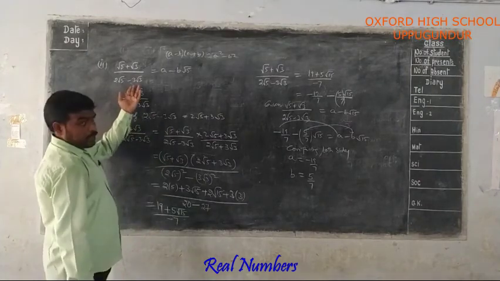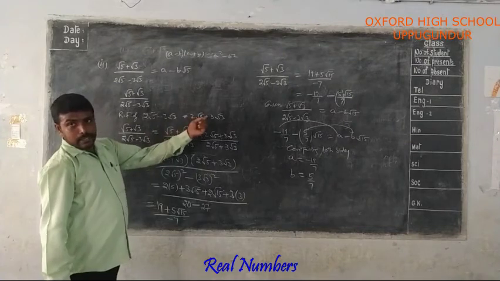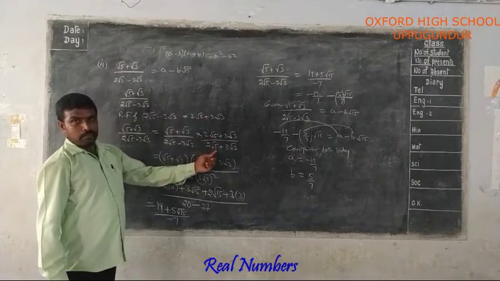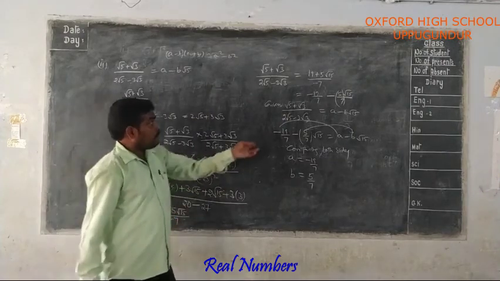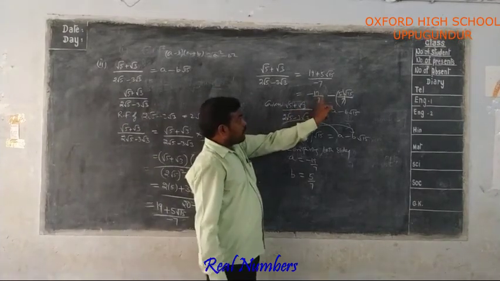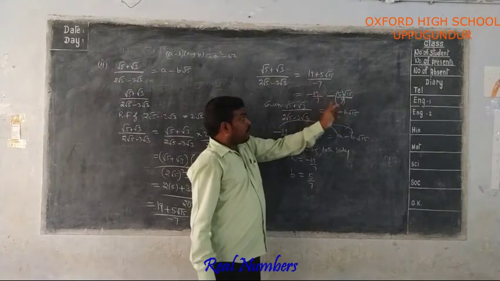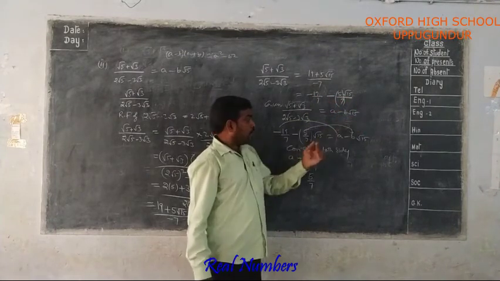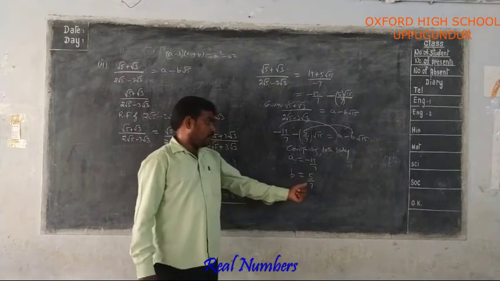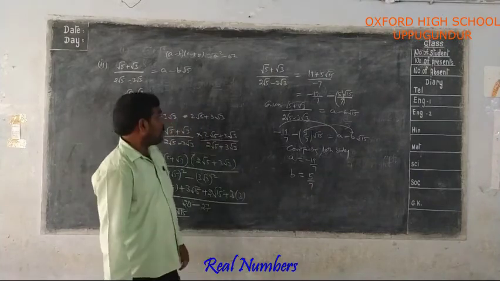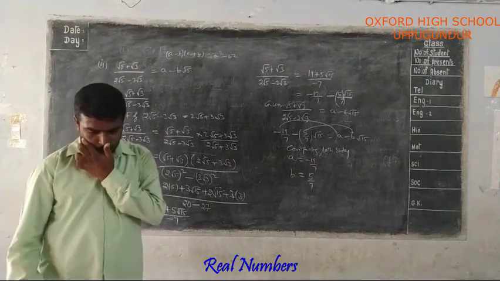First you have to write the rationalizing factor of the denominator. With the rationalizing factor, you have to multiply both numerator and denominator. After simplifying, you will get this value as minus 19 by 7 minus 5 root 15 by 7. Now comparing this value with a minus b root 15, you will get a value as minus 19 by 7 and b value as 5 by 7. So this is about the second problem in 10th class.